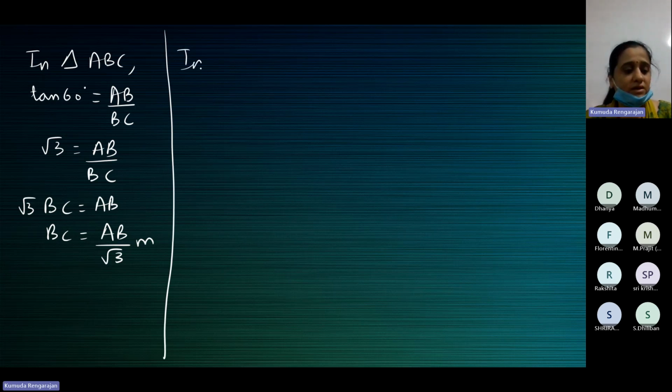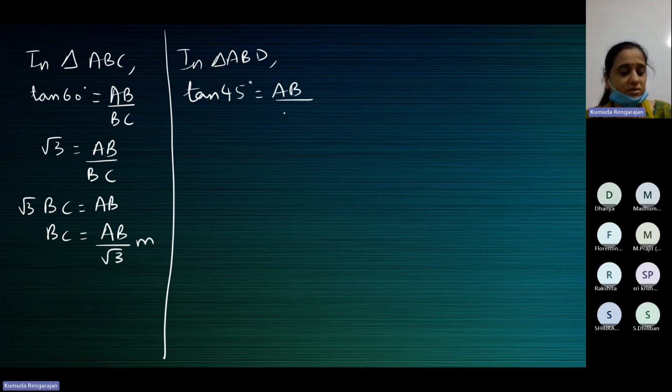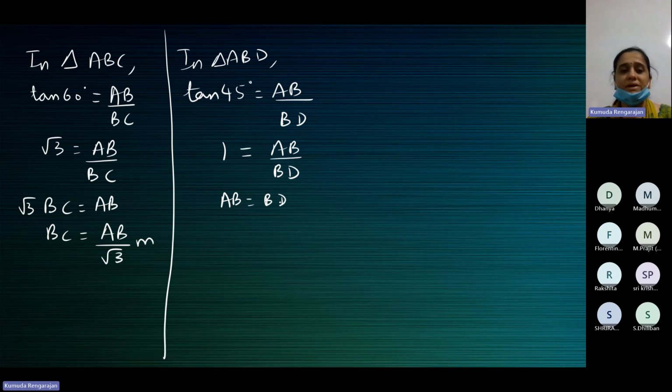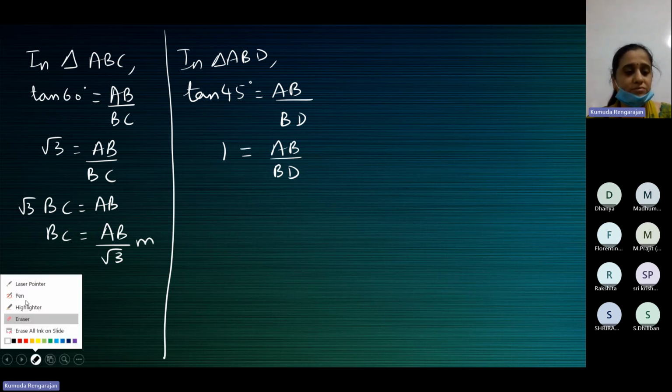Then the other triangle, in right triangle ABD, what's tan 45? Tan 45 is equal to opposite AB by adjacent BD. Tan 45 is 1, so 1 is equal to AB by BD. On cross multiplying, you get AB is equal to BD, or BD is equal to AB, because BD is what we want to find.